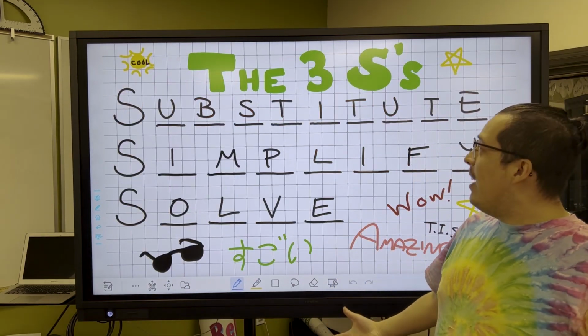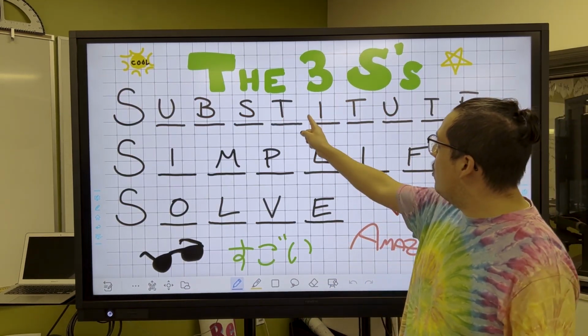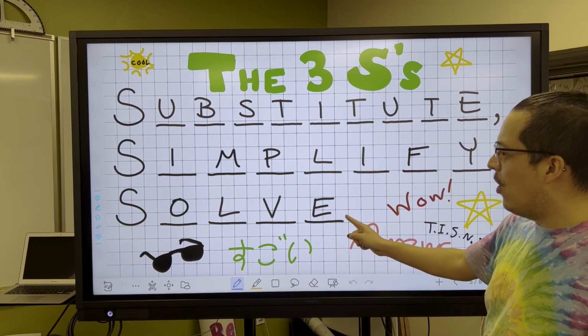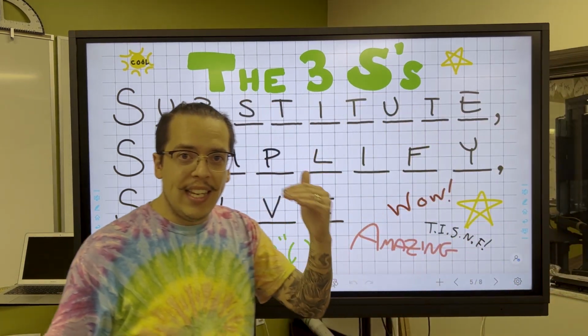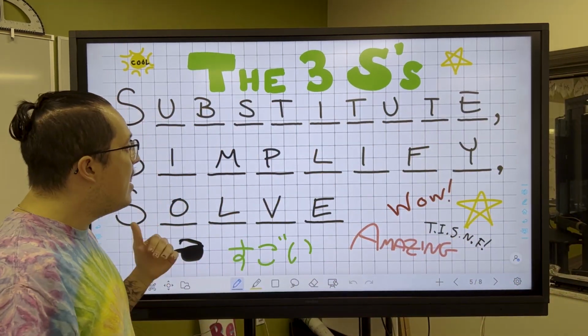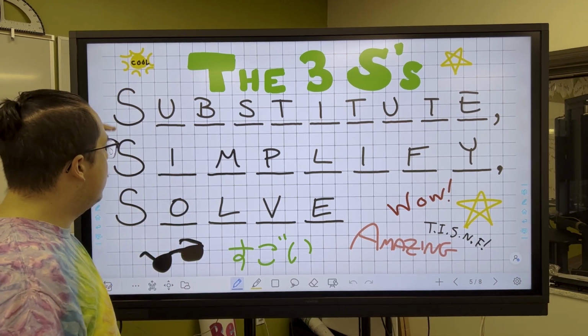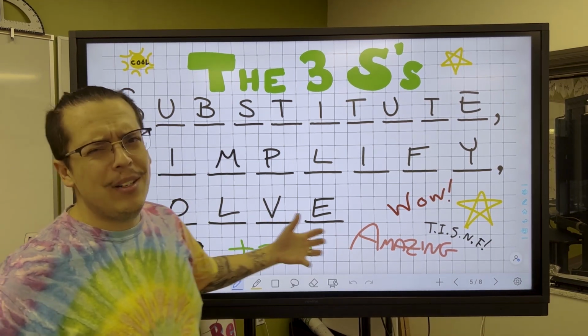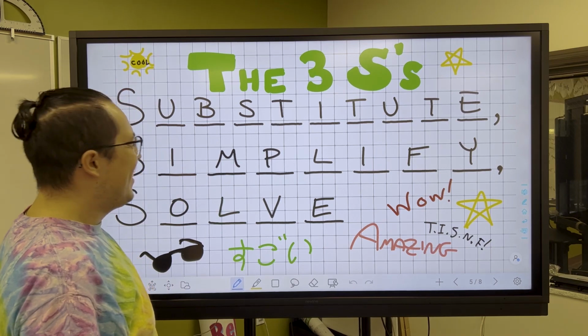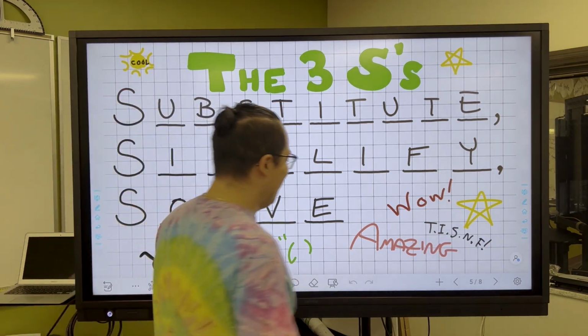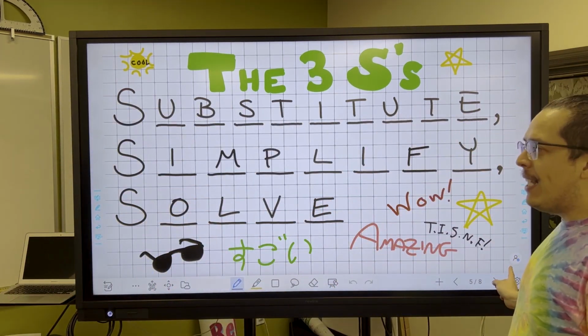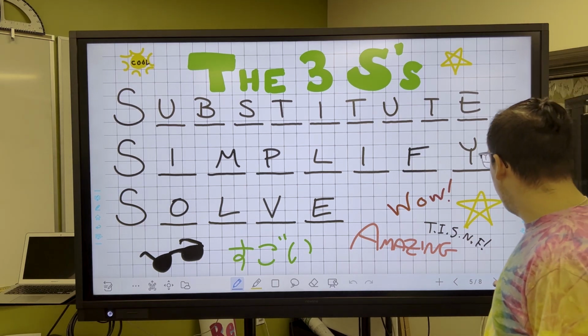And these are the 3 S's. Can you believe it? Substitute, simplify, solve. And we're usually going to take care of our algebra work in that order. Substitute, simplify, solve. Say it with me. Substitute, simplify, solve. I don't know if you will, but that's okay. Let's, like always, work some examples.